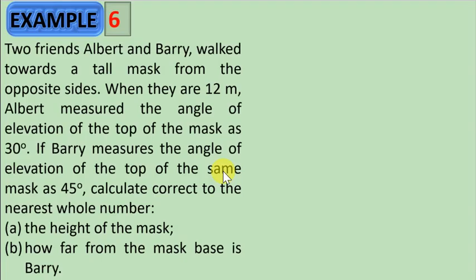Then the last question for this presentation. Now, 2 friends, Albert and Barry, went towards a tall mast from the opposite side. When they are 12 meters apart, Albert measured the angle of elevation of the top of the mast as 30, while the second person measured the angle of elevation of the top of the mast as 45. Calculate correct to the nearest whole number the height of the mast. How far from the mast base is Barry?